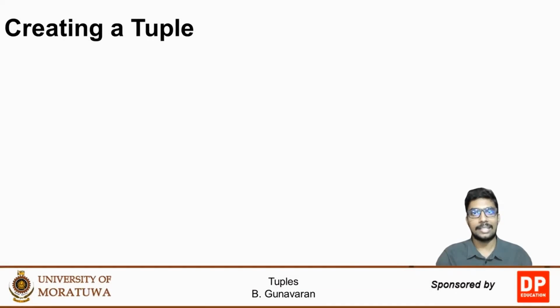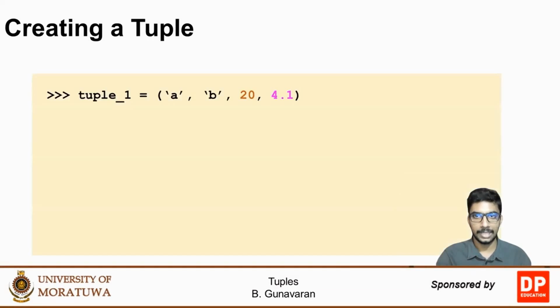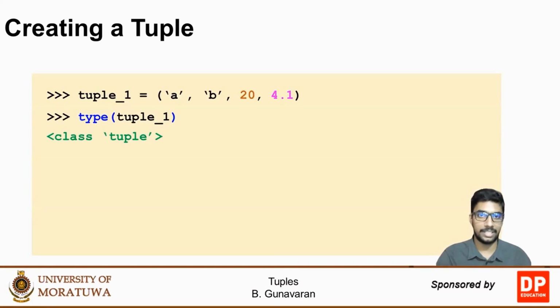Now, let us look at a few examples to understand what we discussed in the previous slide. In this line of code, we are creating a tuple with 4 elements. It is important to note that the first 2 elements, A and B, are strings, 20 is an integer, and 4.1 is a floating point number, which are all different data types. You can check the data type of a variable using the type function. If we call type with tuple1 as the input parameter, you can see that it outputs tuple as the data type.